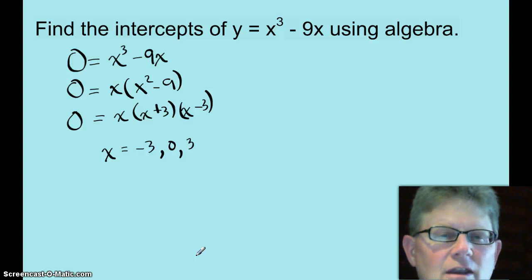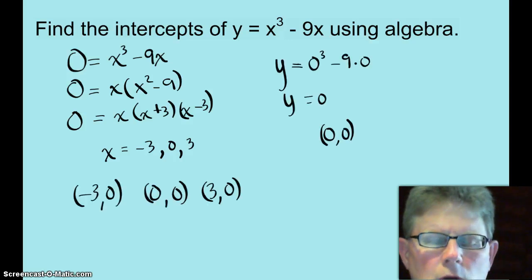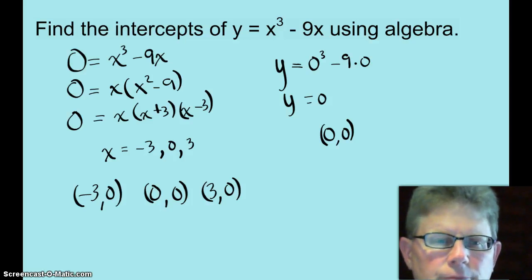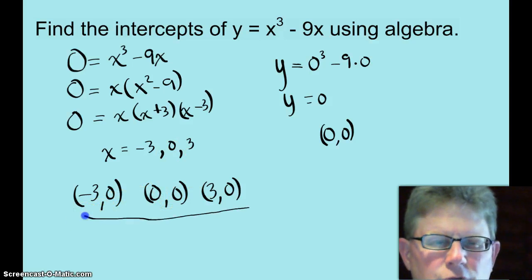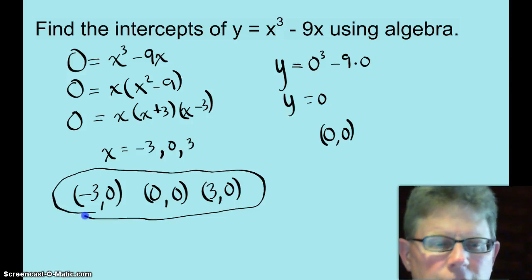Now to find the y-intercepts, set x equal to 0 and then solve for y. I'll let you do that. Make sure you put that in point form also. Pause now. Alright, so setting x equal to 0, we get y equals 0, and we already knew that anyway. Here are the three intercepts: 2 x-intercepts, 1 y-intercept.